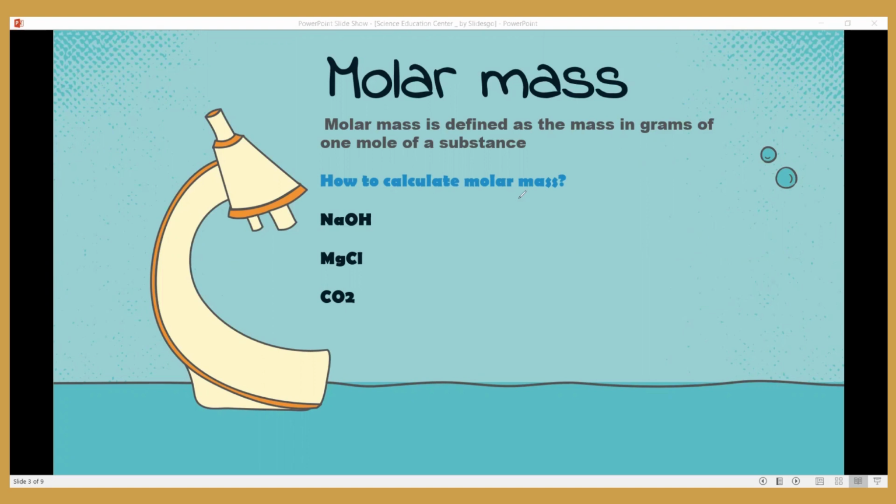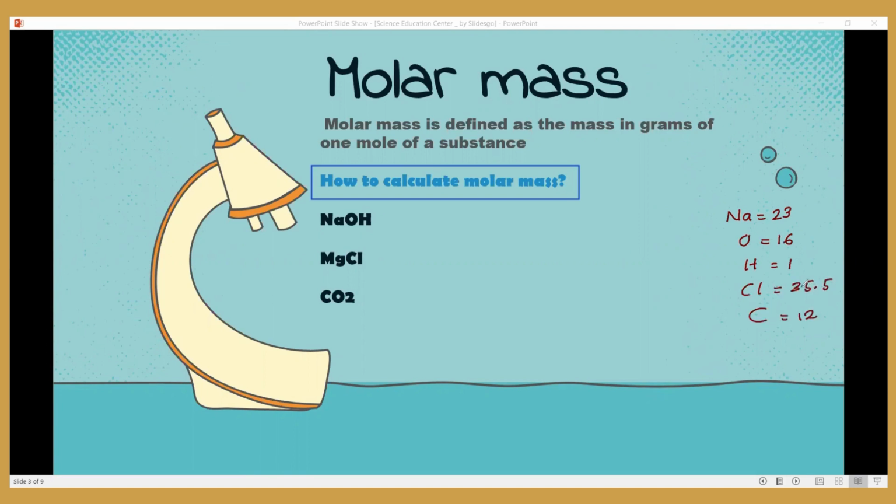Now, how to calculate the molar mass is the important part. We should be able to calculate the molar mass if the compounds are given, and for that we have to use the mass numbers. For example, the mass number of sodium is 23, oxygen is 16, hydrogen 1, chlorine 35.5, carbon 12. Using these mass numbers, we can find the molar mass. These mass numbers will be provided in the periodic table along with your examination paper, so you can find them there.